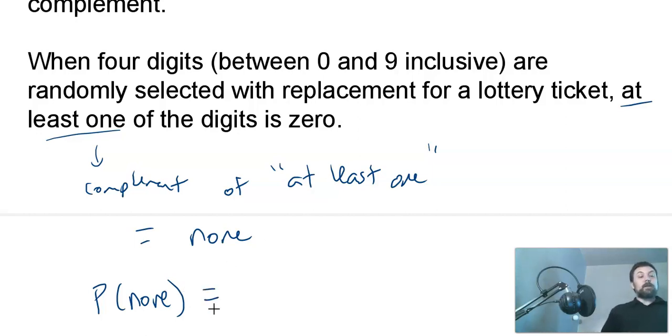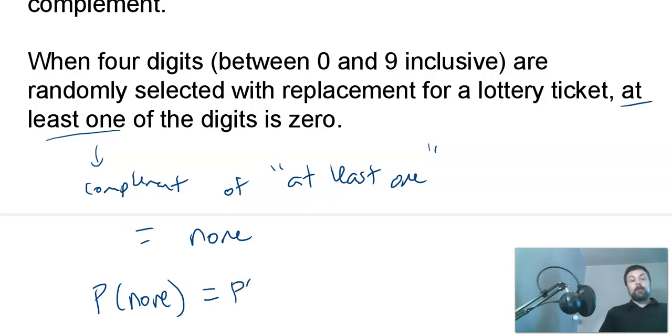I don't want to use the complement to calculate this, because the complement would be to take 1 minus the probability that at least one of the digits is 0. And then we have to find the probability that you have 1 zero plus the probability that you have 2 zeros plus the probability that you have 3 zeros. And it's going to be a very difficult calculation to do. It'll be easier just to directly calculate what's the probability that none of my 4 digits are 0.